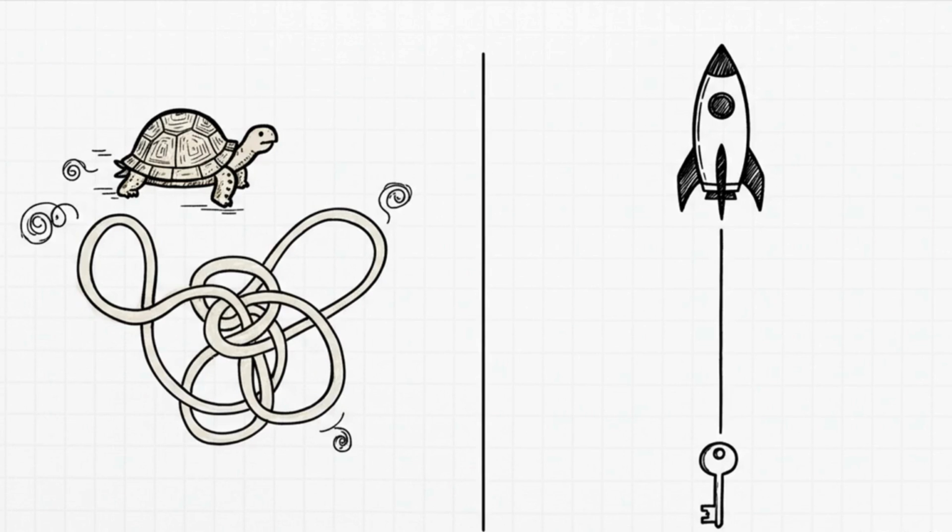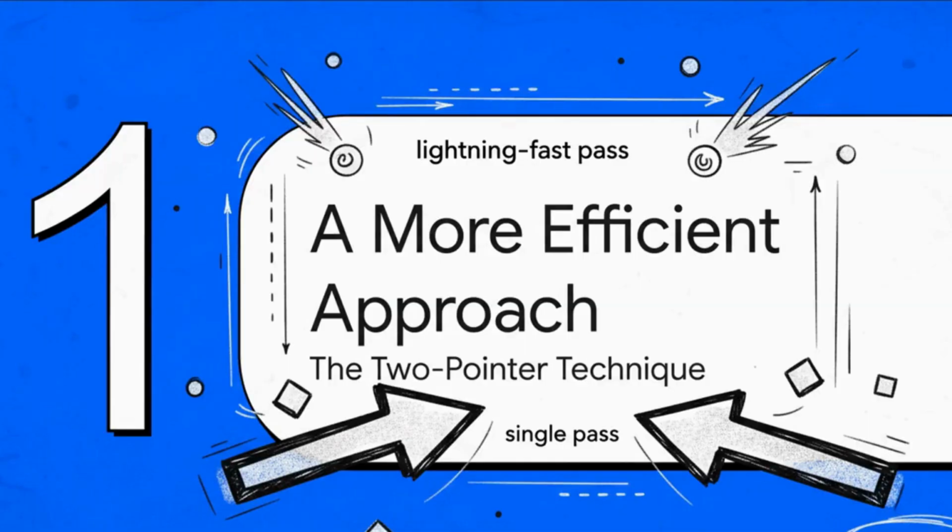But don't you worry, because there is a secret, a really clever way to make this thing blazingly fast. And that secret, my friends, is the two-pointer technique. This is the elegant, optimized approach that interviewers just love to see. It's what lets us solve this whole class of problems in a single, beautiful, lightning-fast pass.